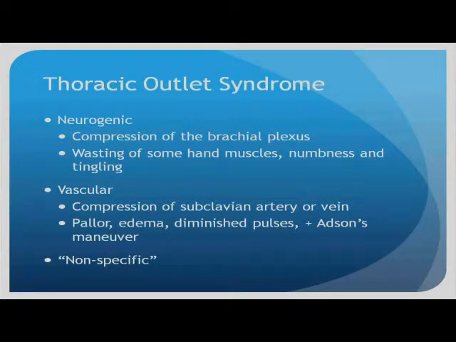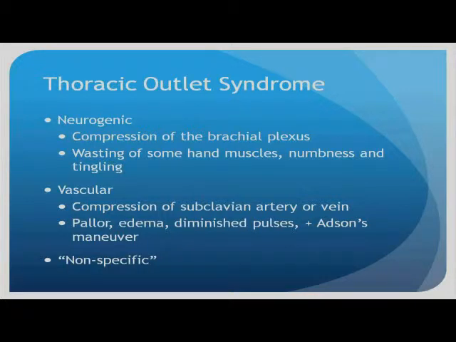But the biggest, most common things that you will see in all of the classification systems is that they will talk about neurogenic thoracic outlet syndrome, vascular, and then the non-specific ones. And the neurogenic, obviously, is going to be the syndromes that most affect the brachial plexus. And so oftentimes you will see the radiating pain, numbness, tingling, and sometimes atrophy, depending on how long it's been going on, of those muscles in the upper extremity, depending on what exactly is being affected.